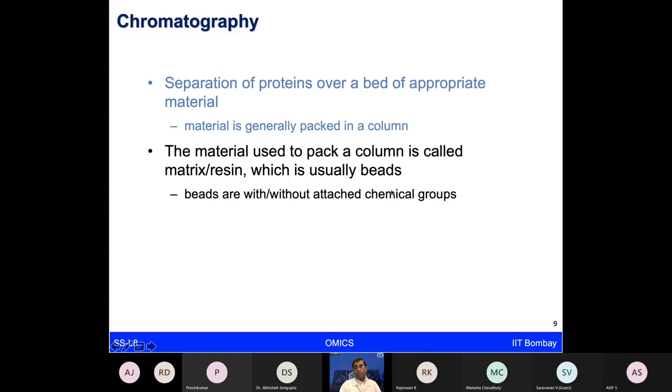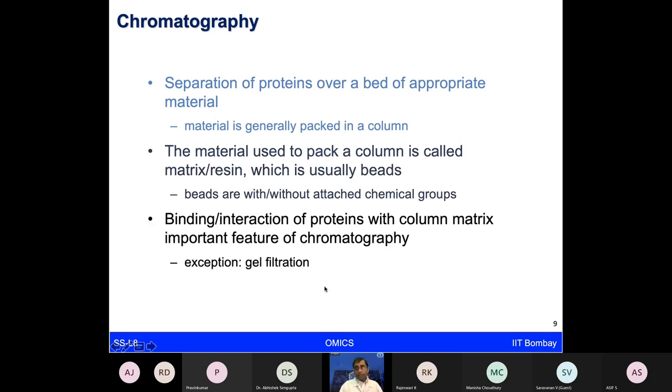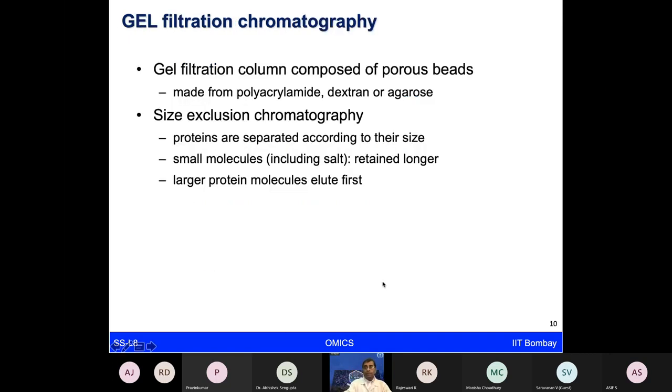The material which is used to pack the column is called the resin or the matrix, which is usually some small beads having certain chemical groups attached to them. And how they are going to bind or interact with the proteins also determines the nature of the chromatography. So there are different principles involved in separating these protein mixtures or peptide mixtures using different types of chromatography. We'll first take gel filtration chromatography, which is very basic, where you look at the principle of size separation.